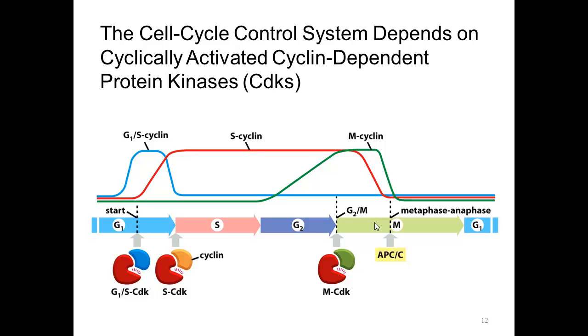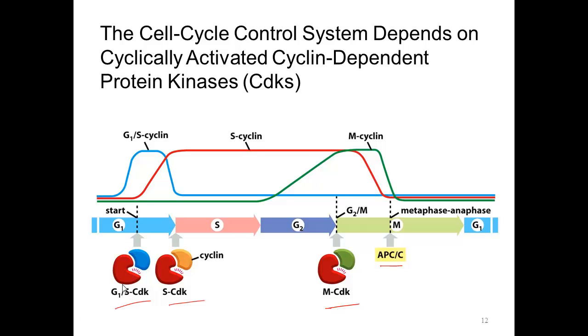Now in this slide we see that there are multiple cyclins as mentioned. The G1S cyclin, which will rise and then fall, the S cyclin, which will persist for a long time, and then the M cyclin, which appears and then is actually degraded halfway through mitosis during the metaphase to anaphase transition. The M cyclin is degraded, in fact, by the anaphase promoting complex, which is a protease which will degrade the cyclin.